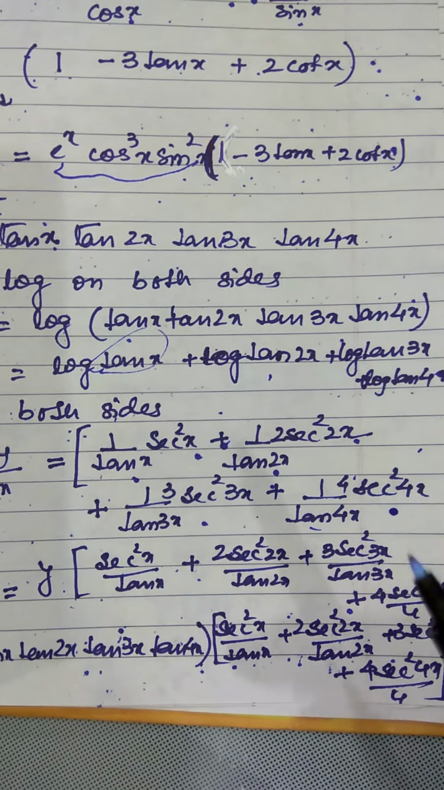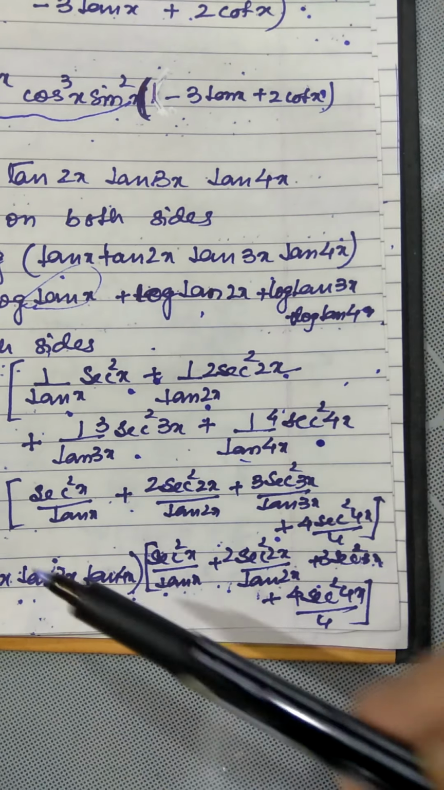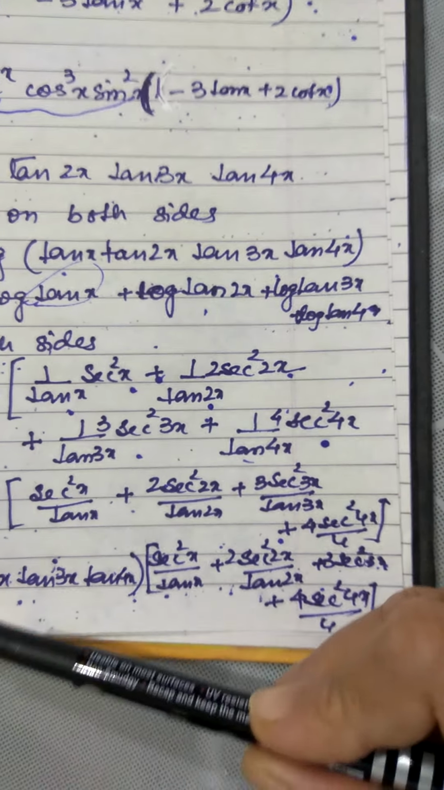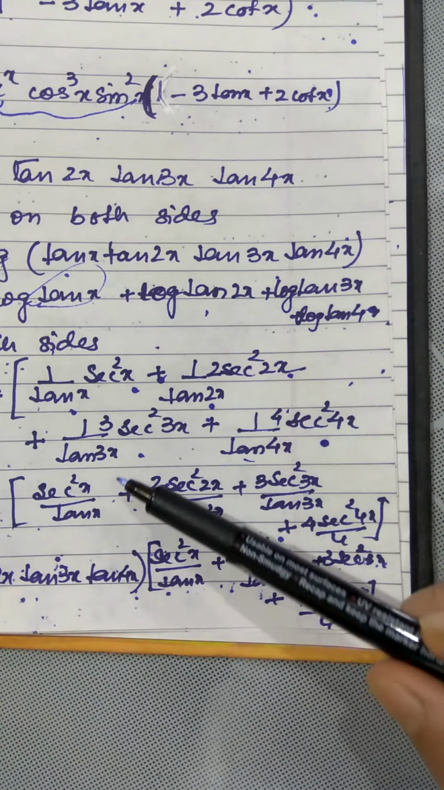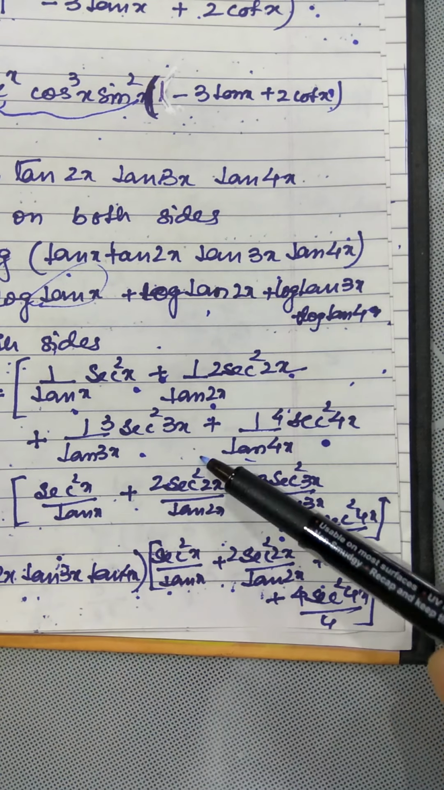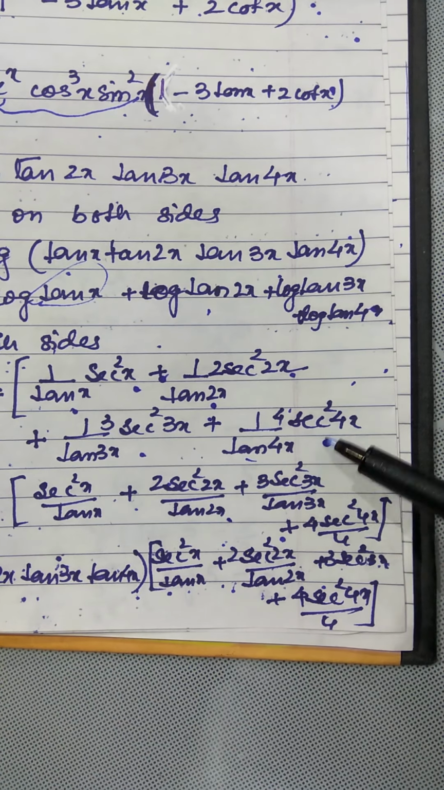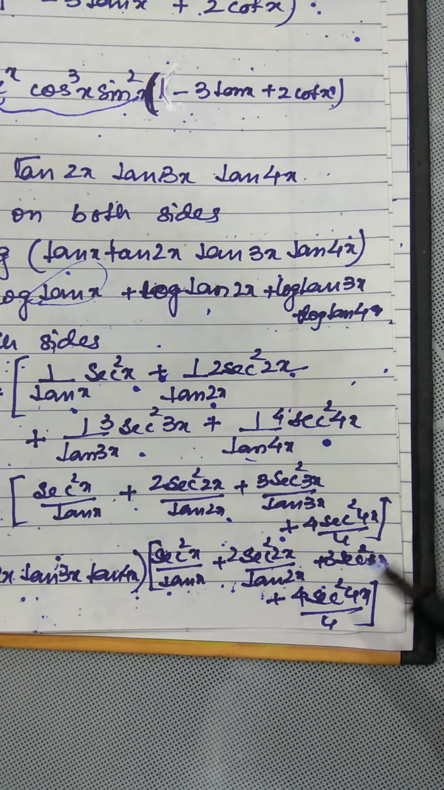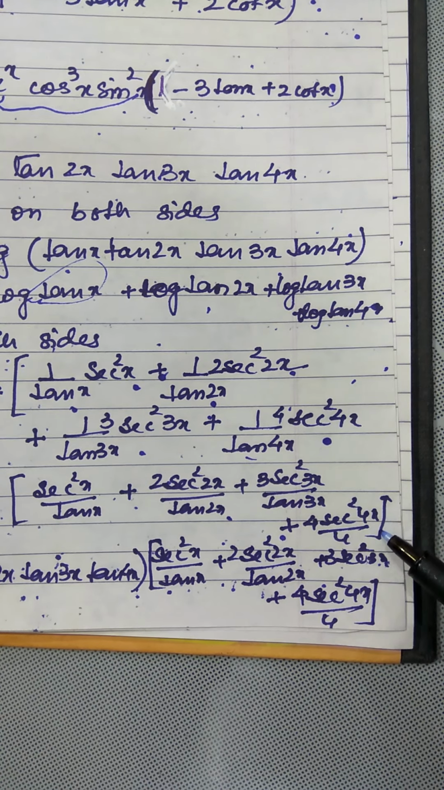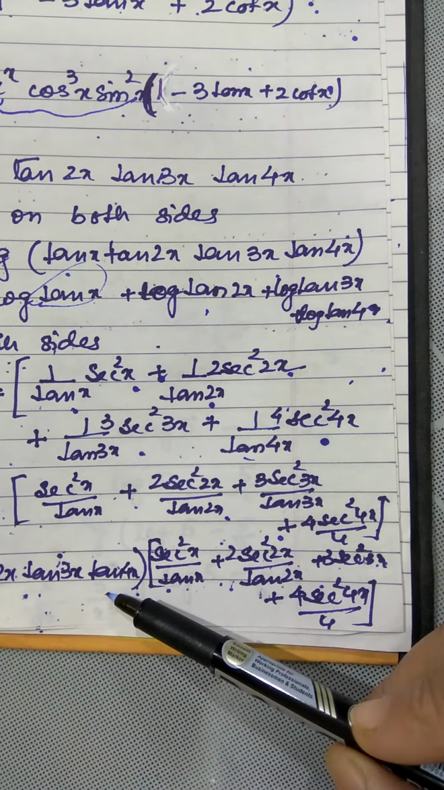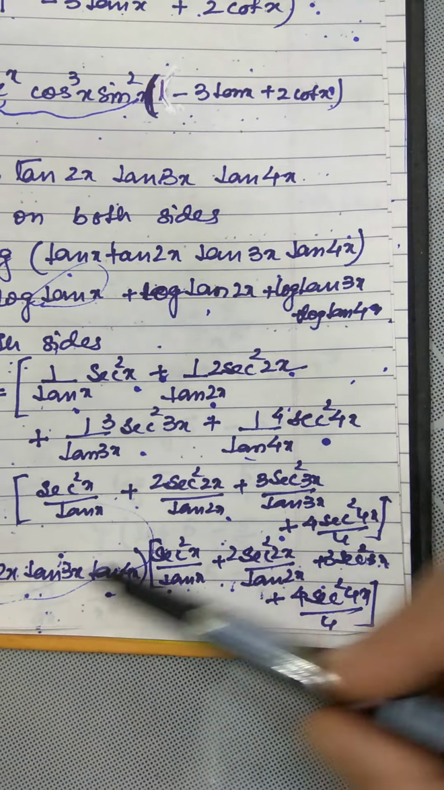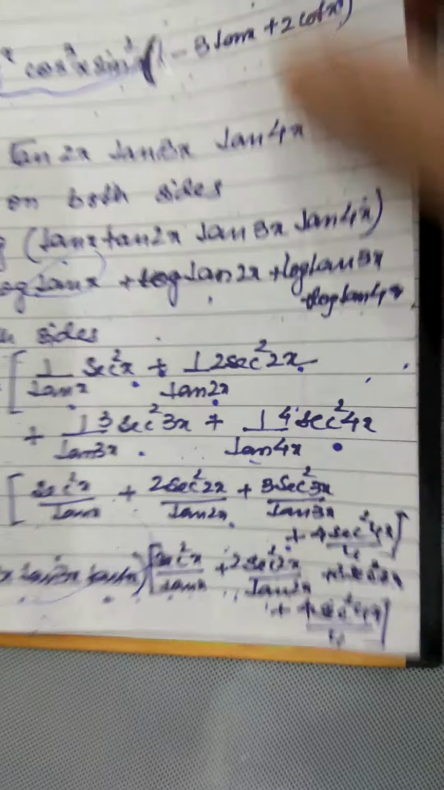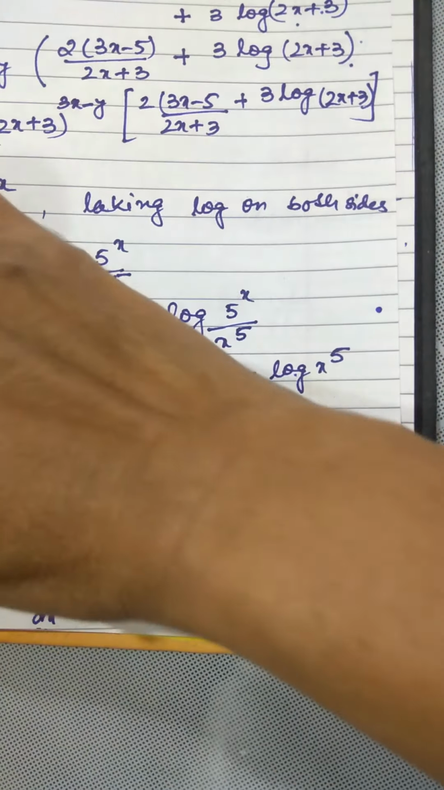So this is sec square x upon tan x plus 2 sec square 2x upon tan 2x plus 3 sec square 3x upon tan 3x plus 4 sec square 4x upon tan 4x. And now bring y to this side and substitute for y. Put the value of y there, you will get the derivative.